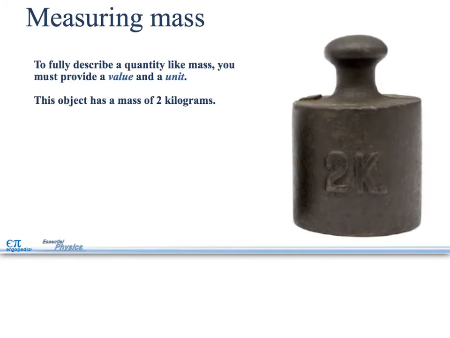To fully describe a quantity like mass, you must provide a value and a unit. This object has a mass of 2 kilograms. The value is 2, the unit is kilograms. So you have the value and the unit.